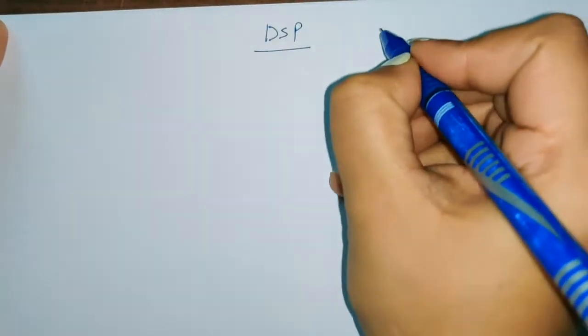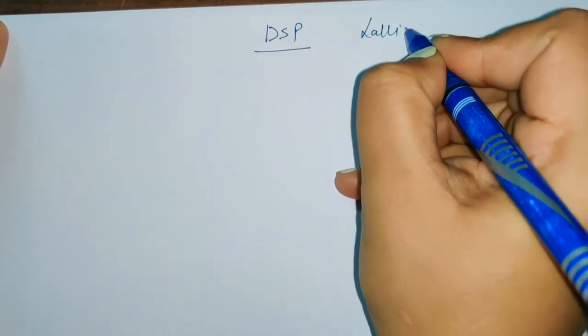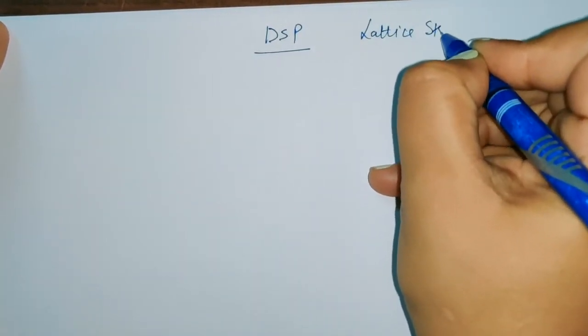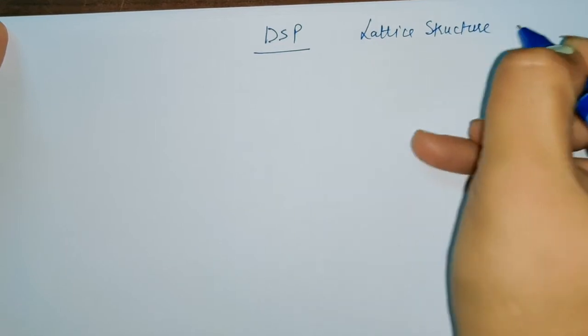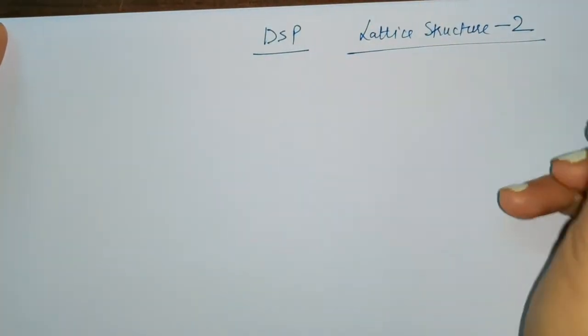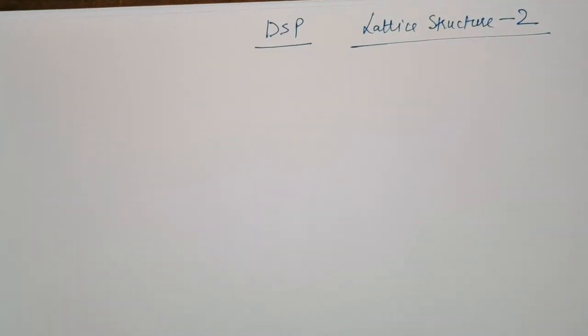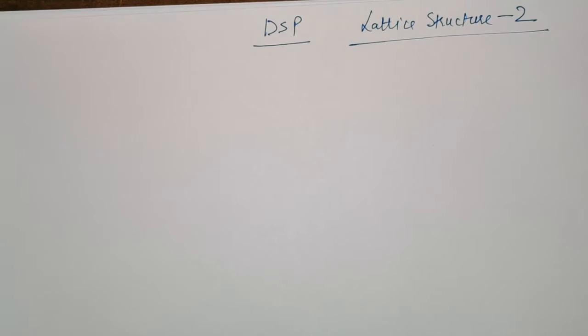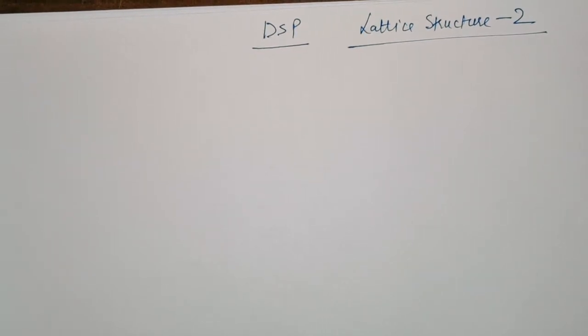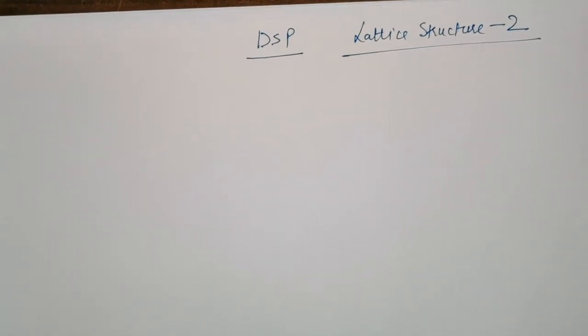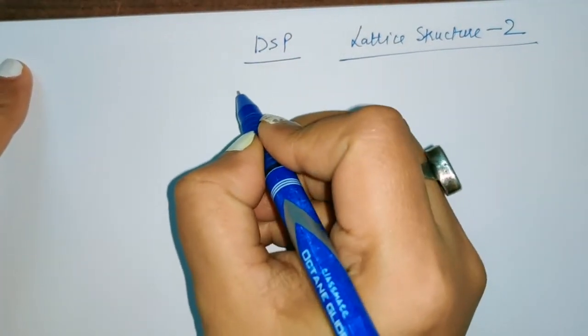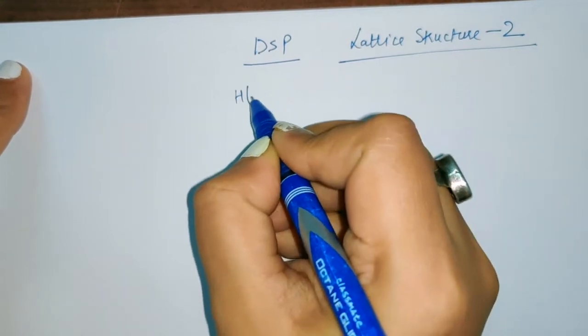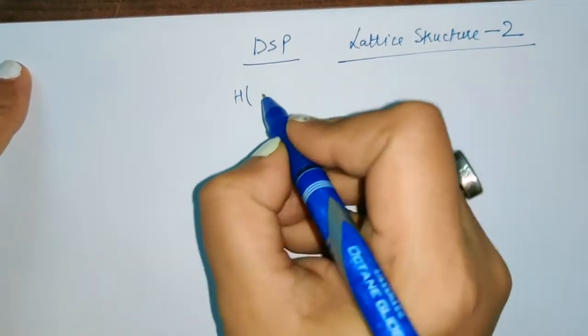Okay, and in this lecture we are going to discuss lattice structure part 2. Why is it part 2? Because in the previous lecture we did some mathematical analysis and realized these lattice structures, but only for FIR filters. We discussed that suppose our transfer function was like this.